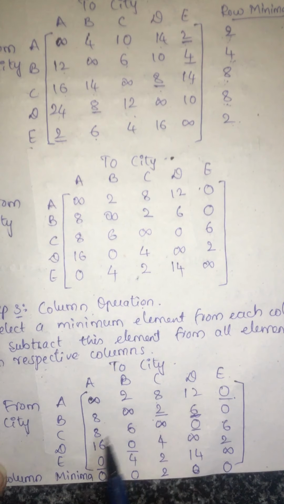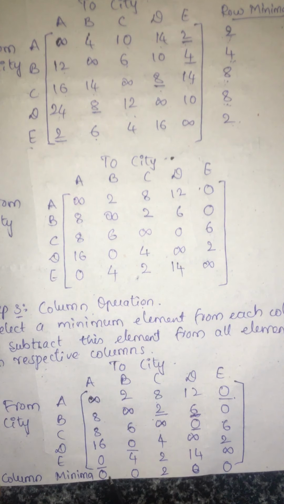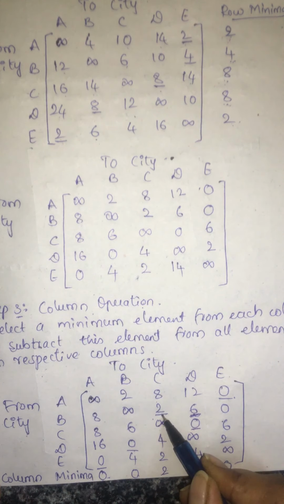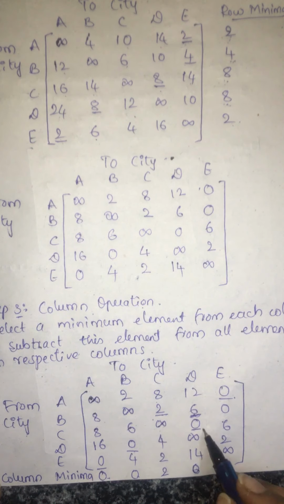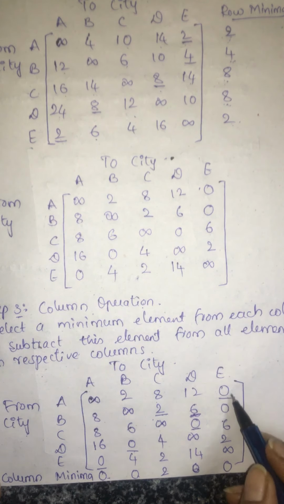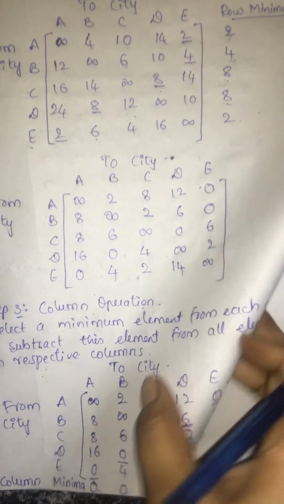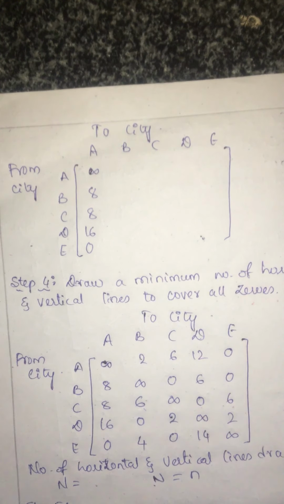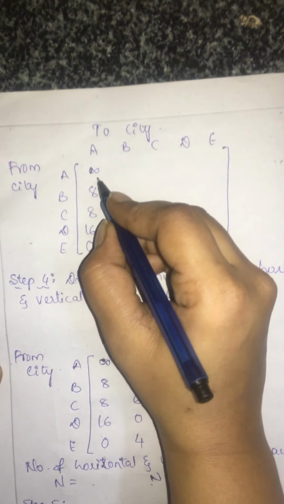Okay, so here I have taken column minima. In the first column, what is the minimum value? 0. In the second column, the minimum value is 0. In the third column, the minimum value is 2. In the fourth column, the minimum value is 0. And fifth column, the minimum value is 0. So here two zeros are there. You can randomly choose any one zero. Okay, so the resultant of this matrix is given by, so infinity minus 0 remains infinity.